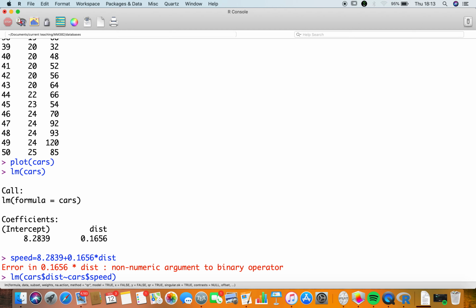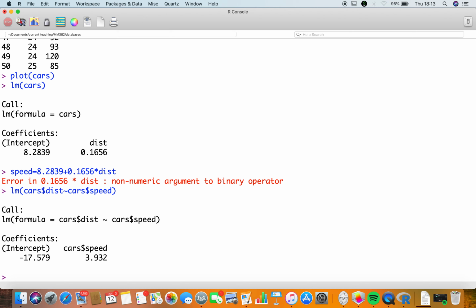Now, in this case, what you're doing is telling R that you want the dependent variable to be dist and the speed variable to be the independent variable. Okay, so when I do that, folks, this is what I get. Now, if you've got two variables, you have a choice. You can either go with the first one here.